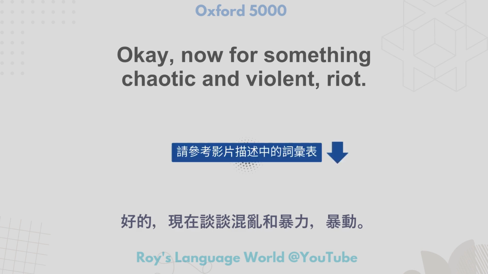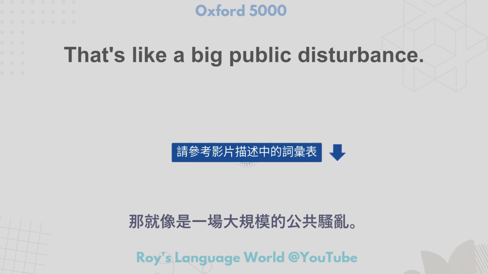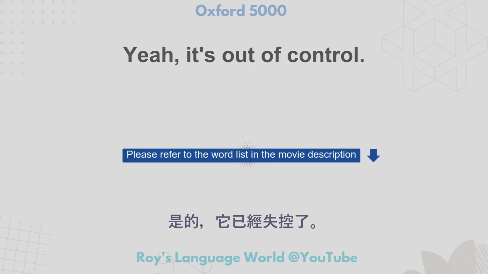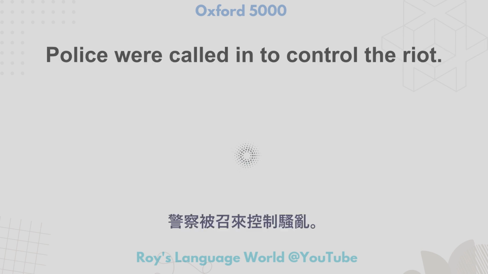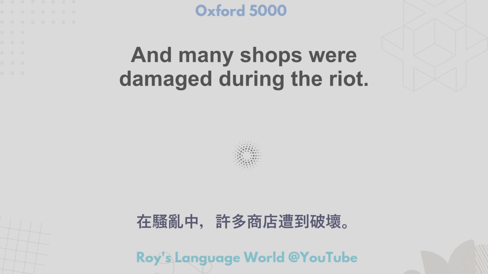Okay, now, for something chaotic and violent, riot. That's like a big public disturbance. Yeah, it's out of control. The city experienced a major riot last night. Police were called in to control the riot. And many shops were damaged during the riot.